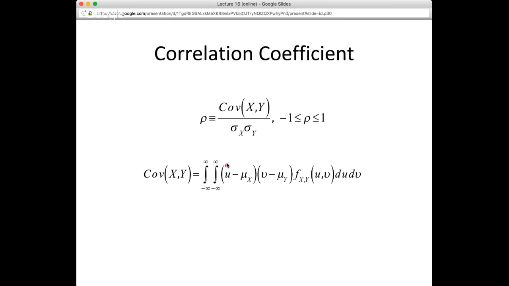Conversely, if the random variable for x is larger than the mean when the random variable for y is smaller than the mean, this product will always be negative, and so when you carry out the integral, we'll end up with a correlation coefficient which is closer to -1.